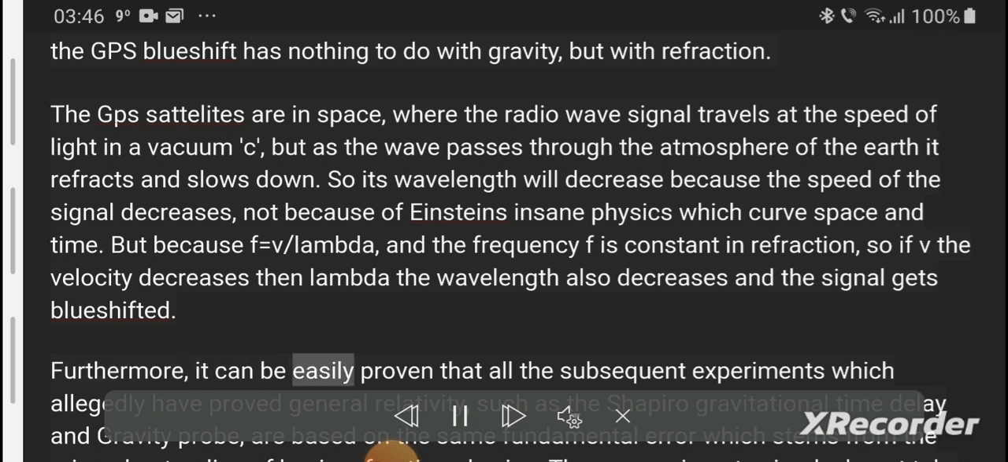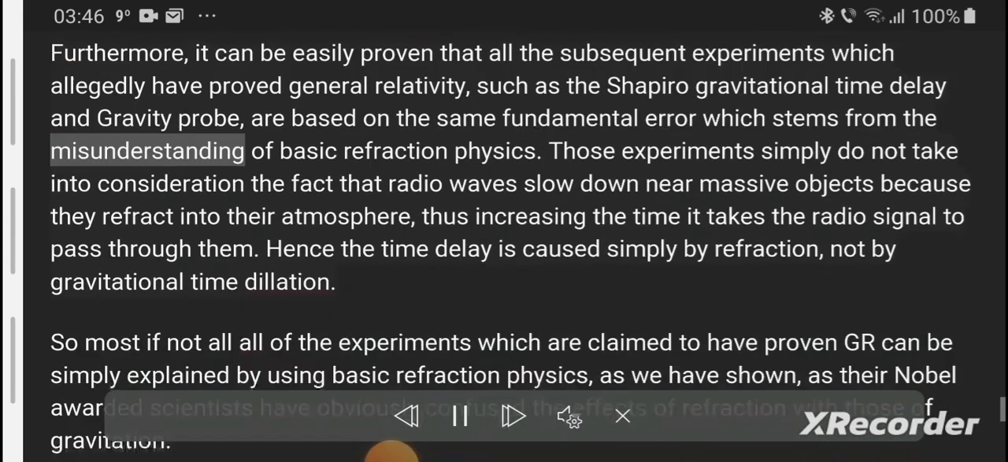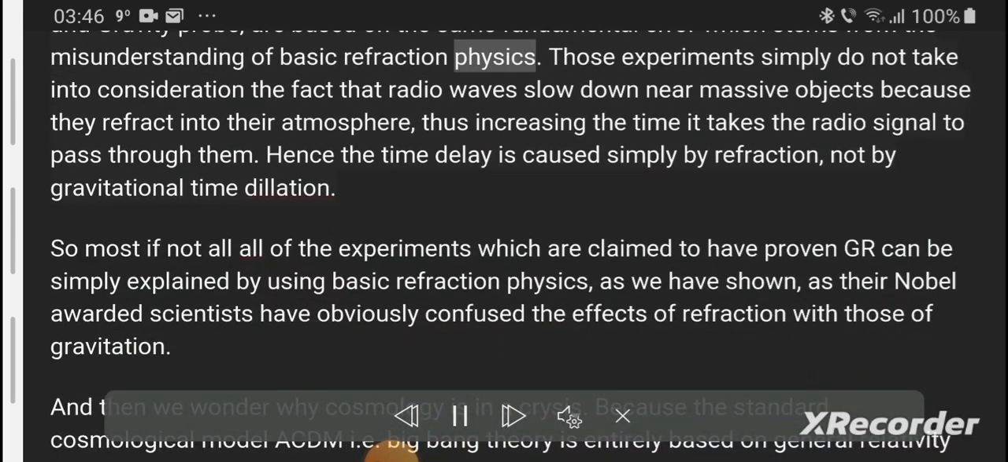Furthermore, it can be easily proven that all the subsequent experiments which allegedly have proved general relativity, such as the Shapiro gravitational time delay and Gravity Probe, are based on the same fundamental error which stems from the misunderstanding of basic refraction physics. Those experiments simply do not take into consideration the fact that radio waves slow down near massive objects because they refract in their atmosphere, thus increasing the time it takes the radio signal to pass through them. Hence the time delay is caused simply by refraction, not by gravitational time dilation.